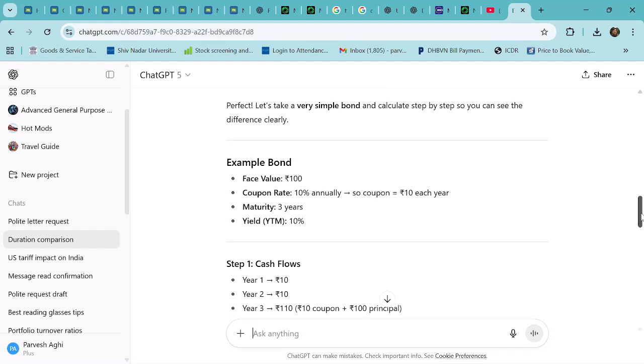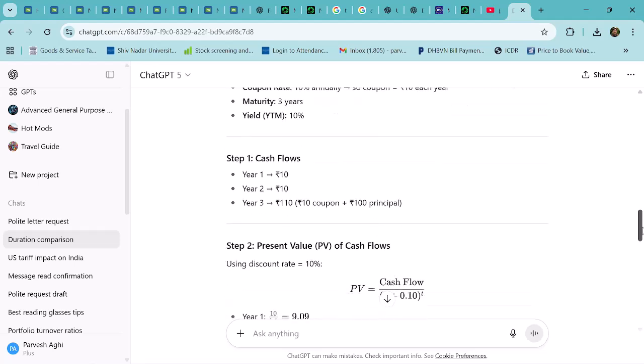Example: bond face value is 100 rupees, coupon rate is 10% annually. So coupon is 10 rupees each year. Maturity is for 3 years and YTM is 10%. So YTM is basically yield to maturity, which means that if you hold the bond for 3 years, then you are going to get 10% return, isn't it? So that is your yield to maturity. It will be equivalent to the coupon rate only. Okay. Now the cash flows. Okay. Just read this. Year 1, 10 rupees, year 2, 10 rupees, year 3, 110 rupees, which is 10 rupees coupon plus 100 rupees principal. Is that clear? Because in the third year you're getting your principal back.